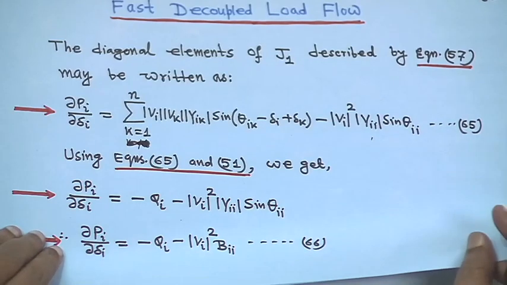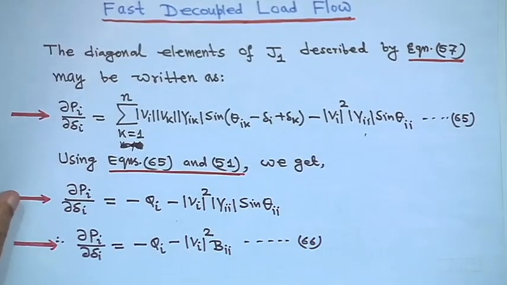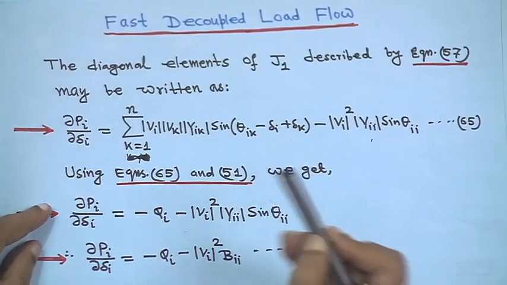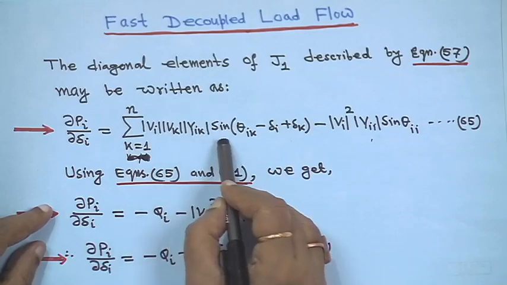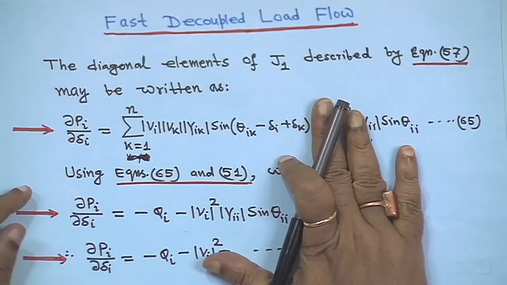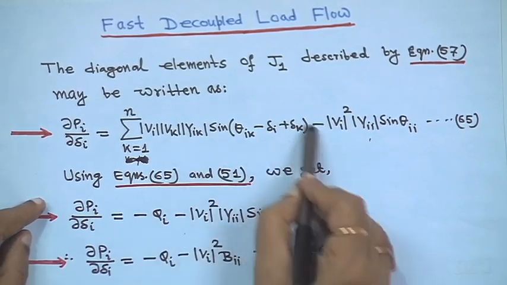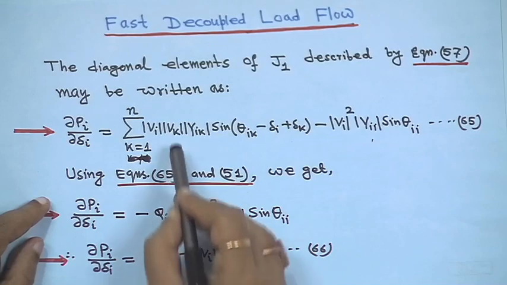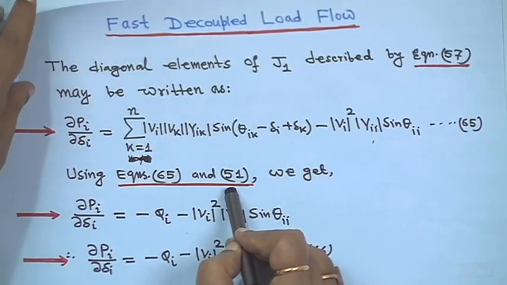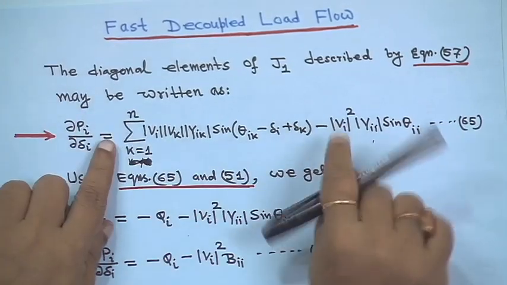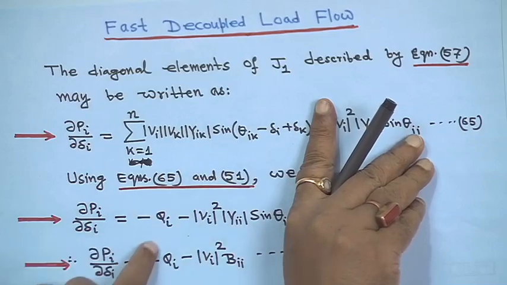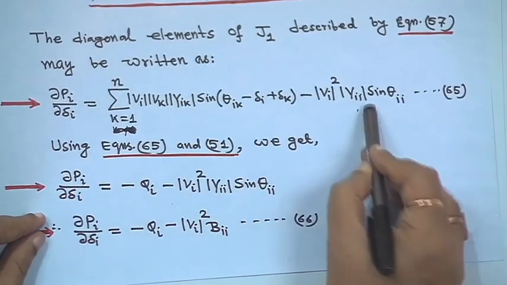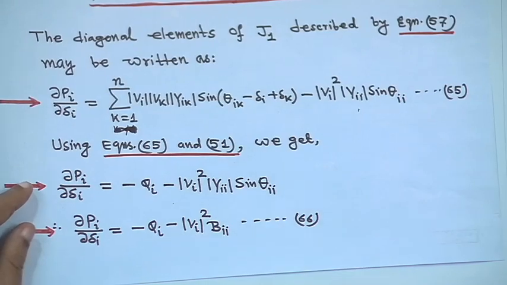Now, using equation 65 and 51. In equation 51, Q I is actually equal to minus of sigma k is equal to 1 to n V I V k y I k sin theta I k minus delta I plus delta k. So this expression is equal to minus Q I; that is why you go to equation 51, and you will see that Q I is equal to minus of this whole expression. I am not going to 51, it is understandable now. So this term is written as minus Q I minus this term V I square y I sin theta I. This way you can write.